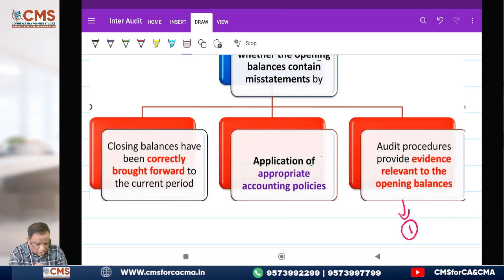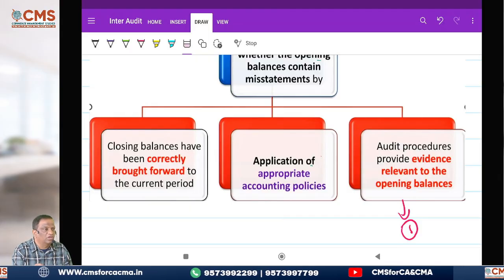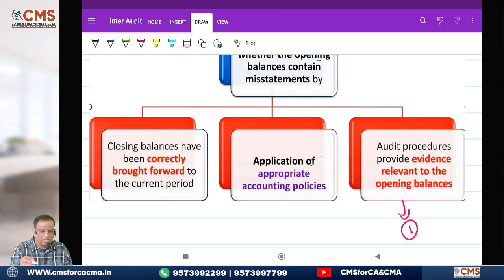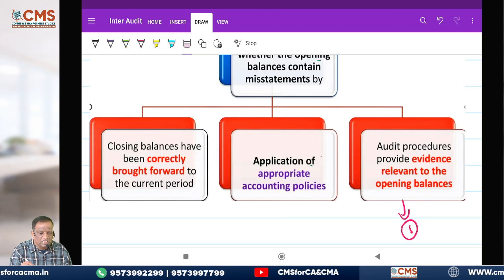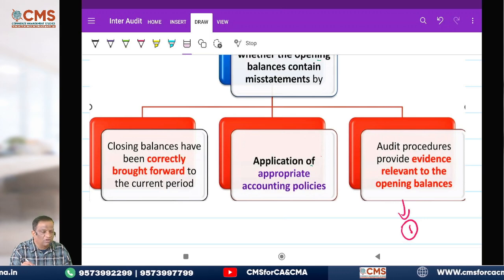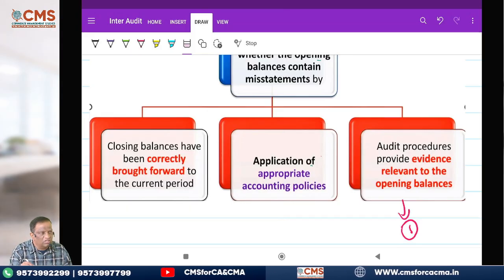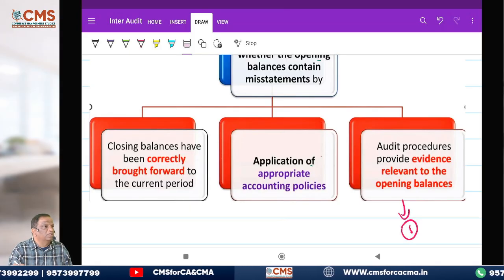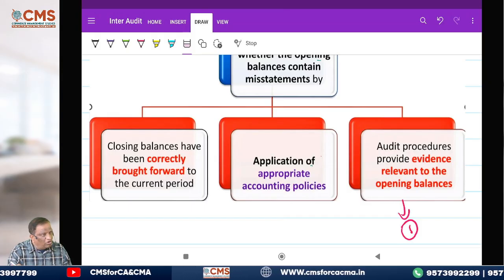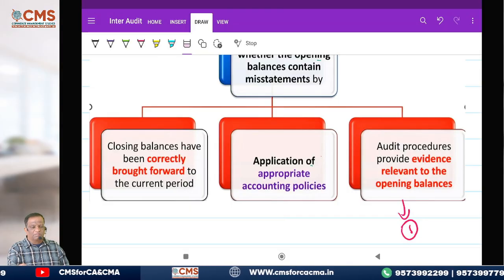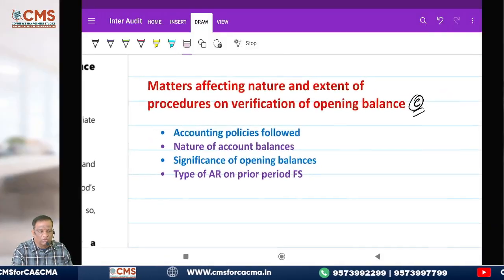Like in +2 and all, you do that: opening carry forward and brought forward. Did they carry and bring forward the correct balances? This is a simple clerical thing. Second one, application of accounting policies. Whenever you are bringing opening balances, and particularly whenever there is a change in accounting policies, you got to be clear whether appropriate accounting policies have been applied. If there is a change in the accounting policy, then you have to make changes to the opening balance itself in certain cases. And the third one, audit procedures, that is, obtain audit evidence in the current year with regard to opening balances. All this you have to do, and only then can you conclude on it.